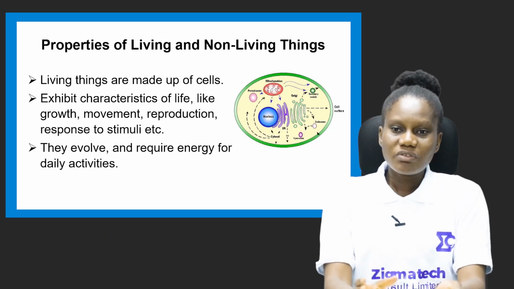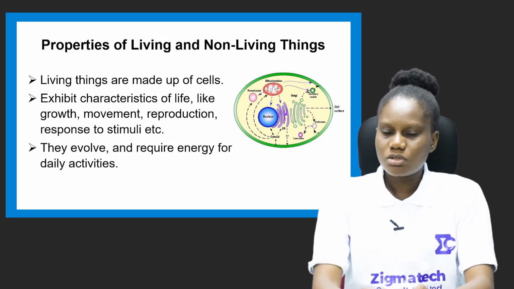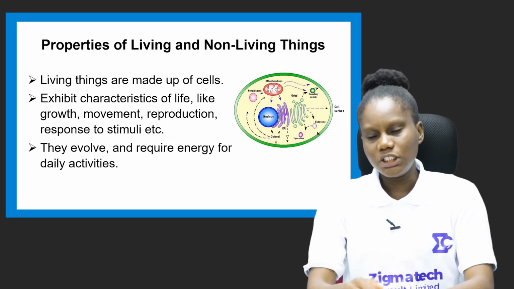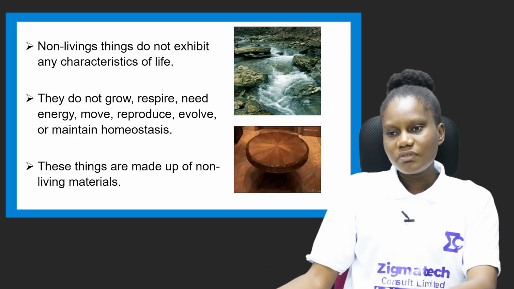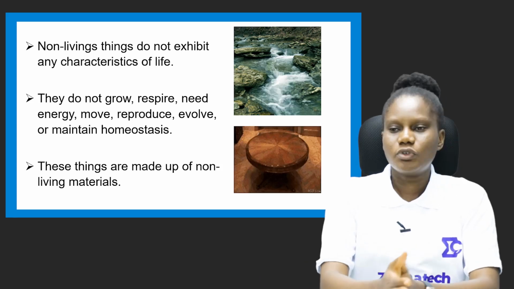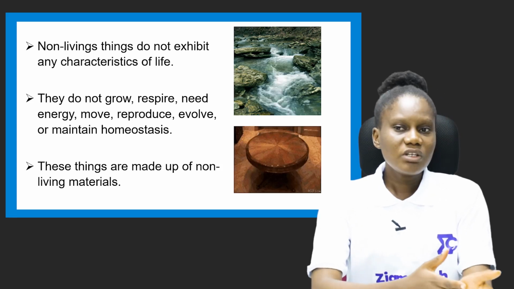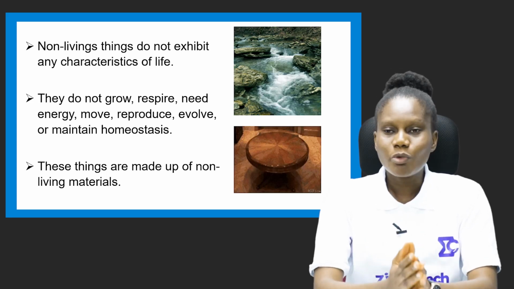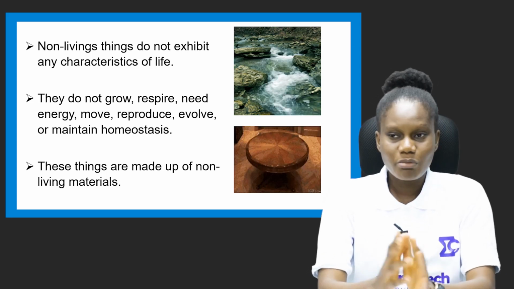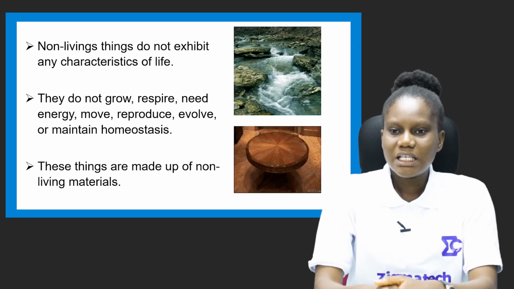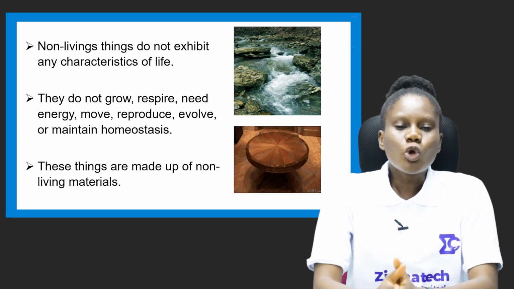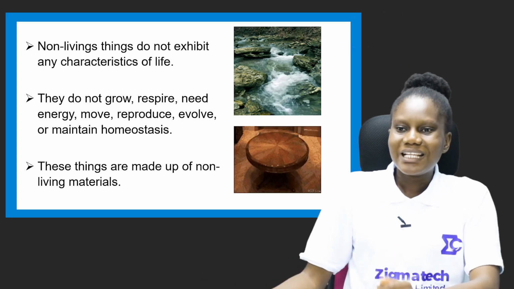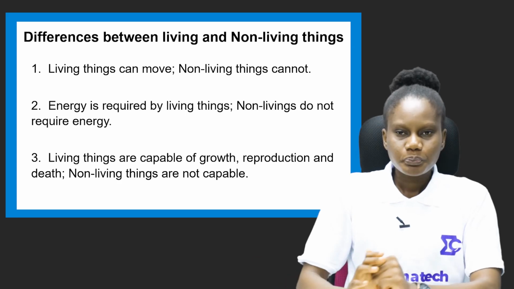So a property of living things is that they exhibit all the characteristics of life. They evolve and require energy for daily activities. All living things require energy for daily activities. And non-living things do not exhibit any characteristics of life. They do not grow. That means they do not perform any of the features that we mentioned about living things. And these things are made up of non-living materials, and that's why we can classify them as non-living things.